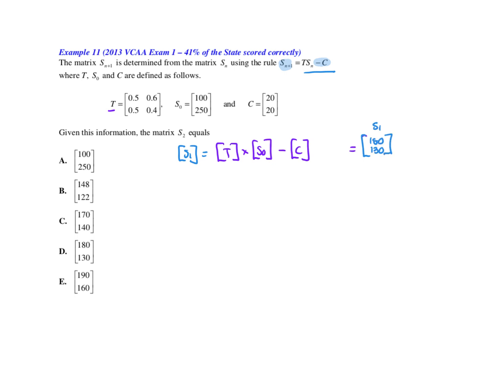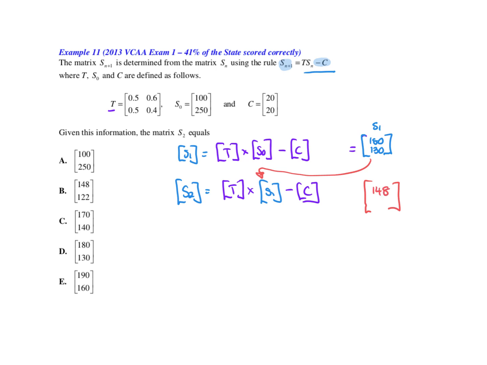So this is S1. Therefore, if you're going to find S2, you're going to do the same thing. You do the transition, but you times the one before. So this answer goes down into that formula. You're going to have S1 in there, and you'll have minus the C again, and you end up with the answer of 148 and 122. So the answer was B.